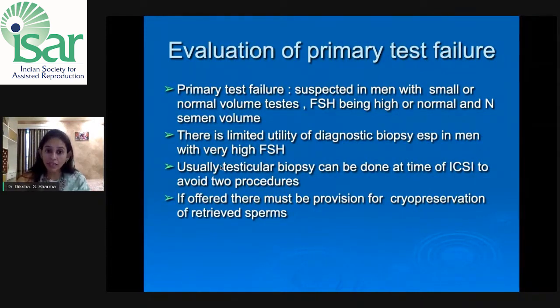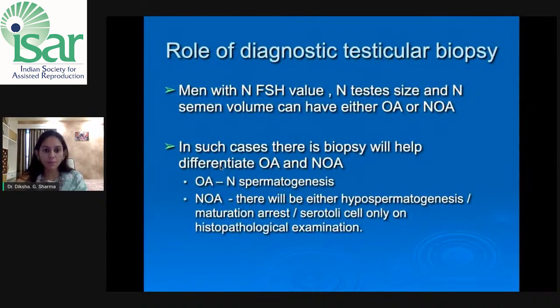What I mean by that is that if a male comes to you with a very high FSH, then we need not do a testicular biopsy just to confirm or conclude that he has primary testicular failure. Usually, testicular biopsy can be offered to be done at the time of ICSI so that we avoid two procedures for that. If offered, I would say it's a crime to do it without provision for cryopreservation if the sperms are retrieved. So just don't do a diagnostic biopsy. Make sure that you combine it with cryopreservation of sperms if retrieved.